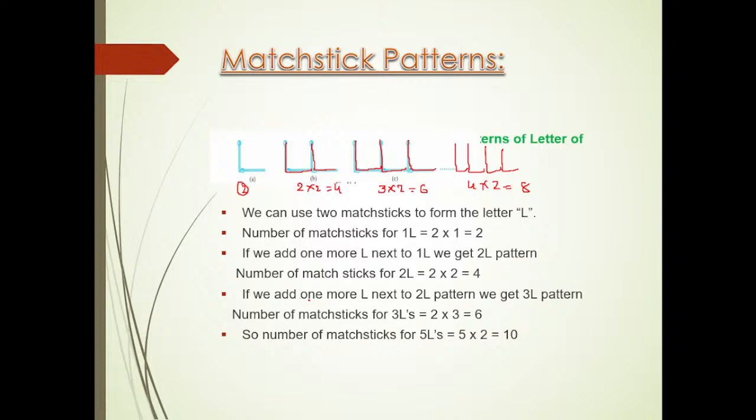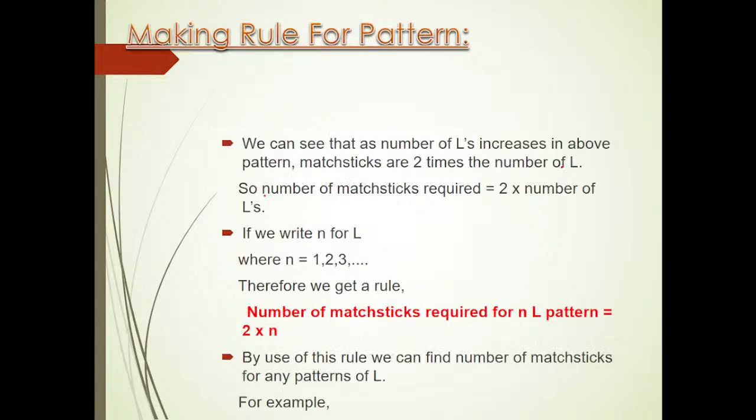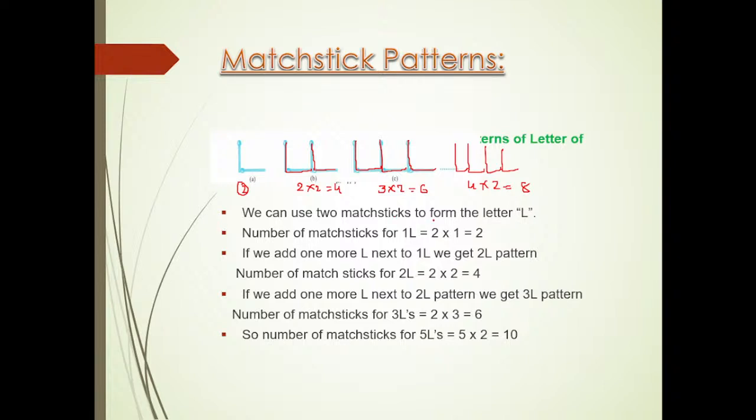Now if we add one more L next to the 2 L's and 3 L's, similarly, if you find for 5, what will it be? If you want to make 5 L's, you need 5 into 2. Suppose you want N L's. Can you observe any pattern here?